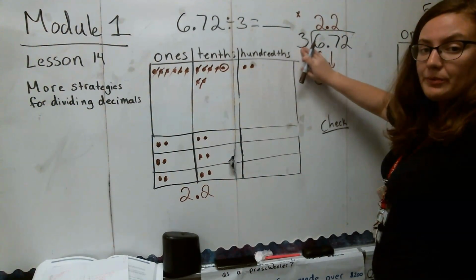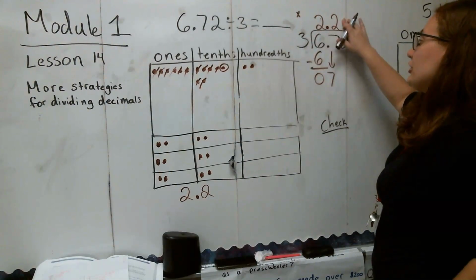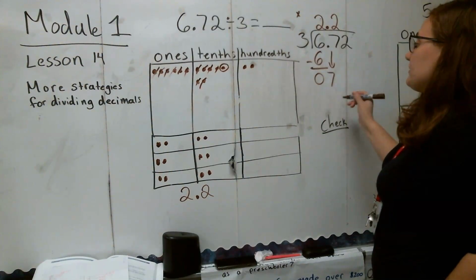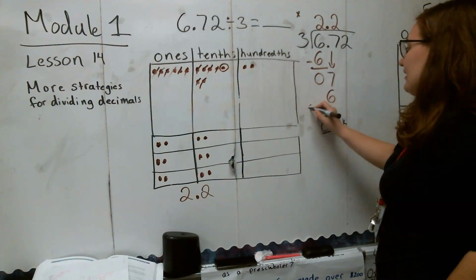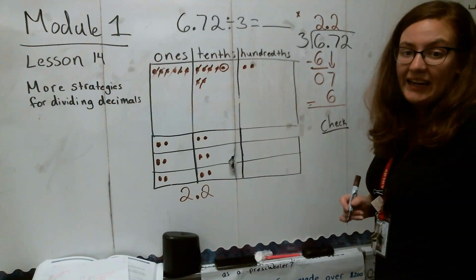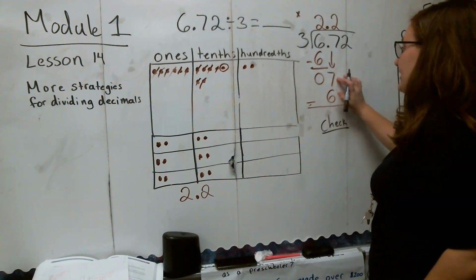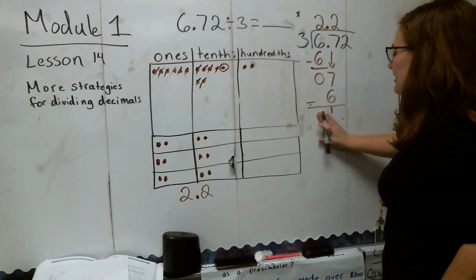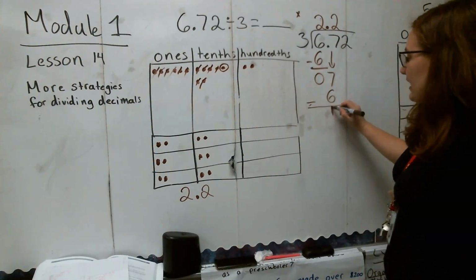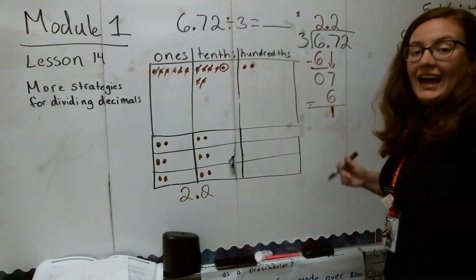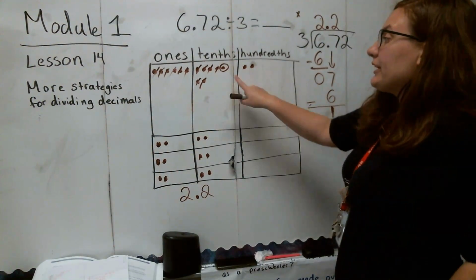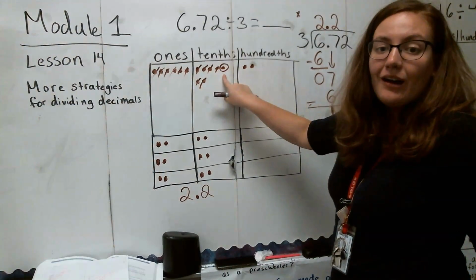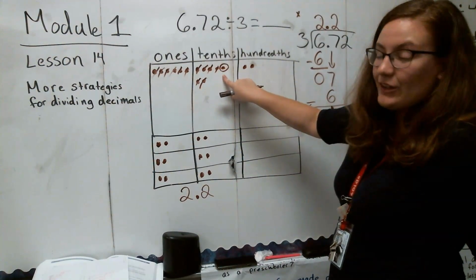Remember, I still need to multiply, so I do 3 times 2. 3 times 2 gives me 6. And then I can subtract. So then I do 7 minus 6, which gives me a remainder of 1. I'm going to move this over. So I have 7 minus 6, which gives me 1. And that 1 right there is important because what do we have left over here? We have 1/10 left over.